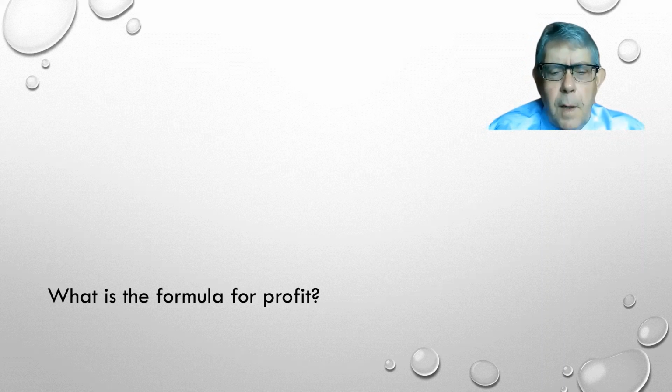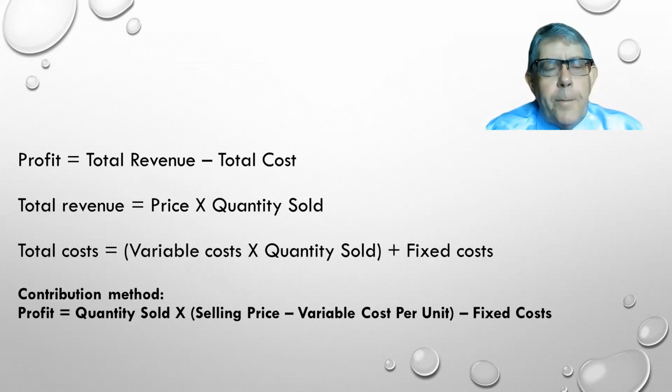What is the formula for profit? Well, profit is calculated by subtracting your total cost from your total revenue. Now, the total revenue is calculated by multiplying price by the quantity sold. Total costs are variable cost times quantity plus fixed costs.